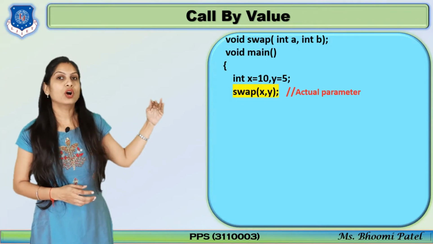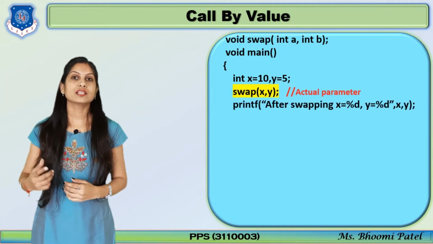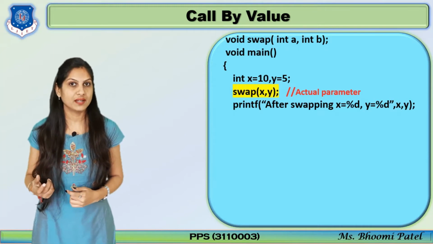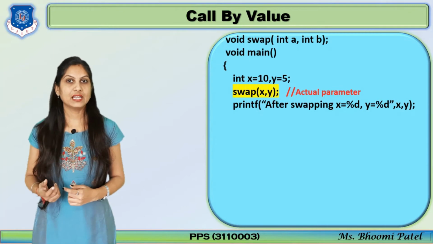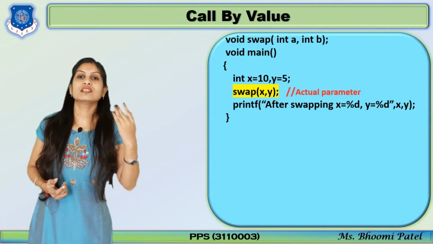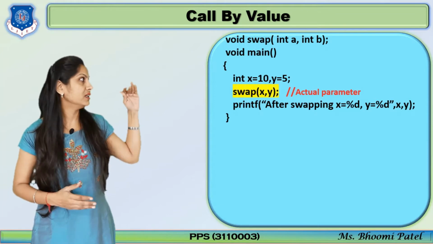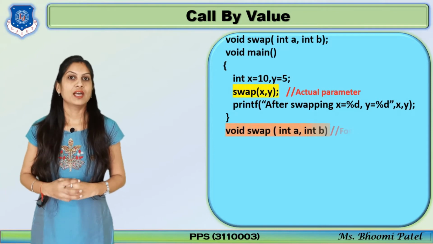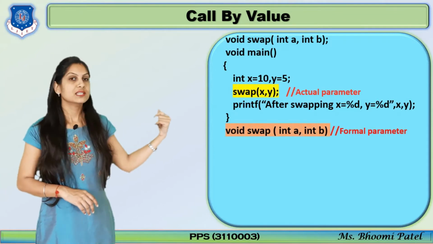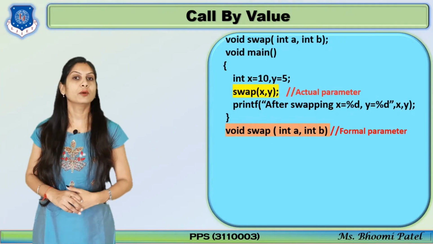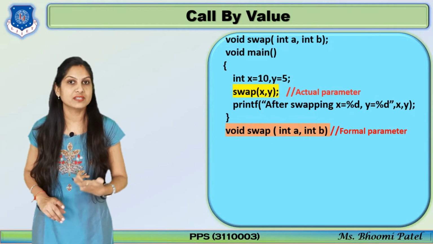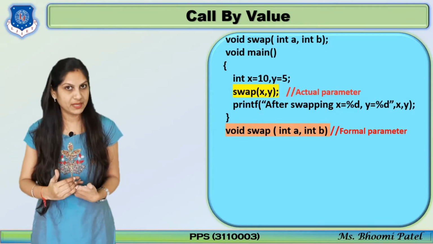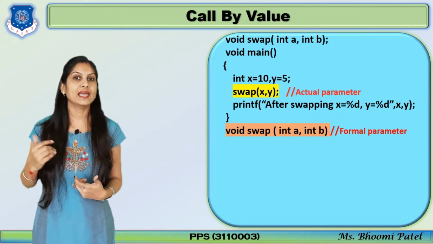Now after the function call, the printf statement is there. After swapping, we want to print x equal %d and y equal %d. Clear? So after performing swap, whatever the actual values of x and y are, we print them here. Now after void main we start with the function definition, which is just like void swap, integer a, comma, integer b. a and b are formal parameters, meaning the x value will be copied in a and the y value will be copied in b. That is our formal parameters a and b.